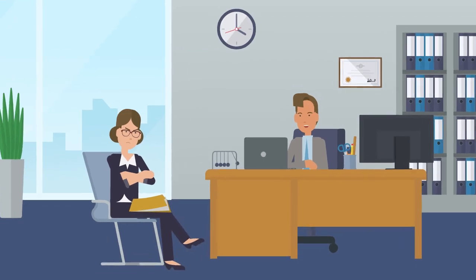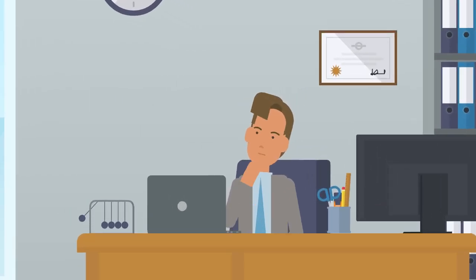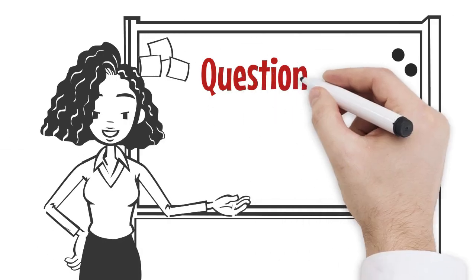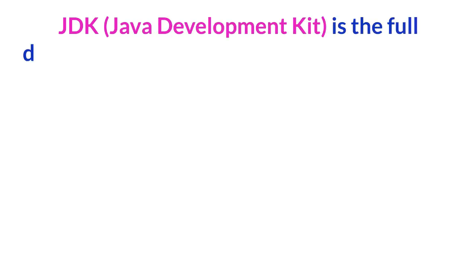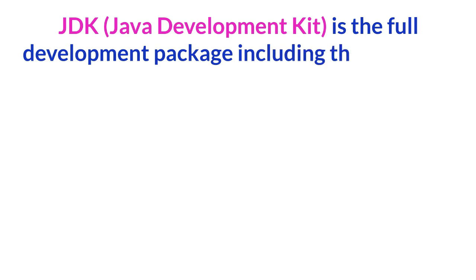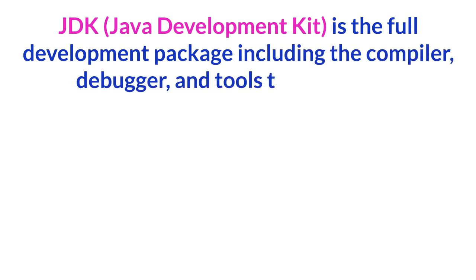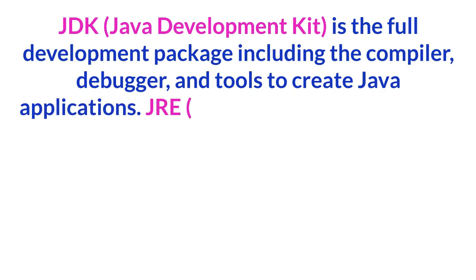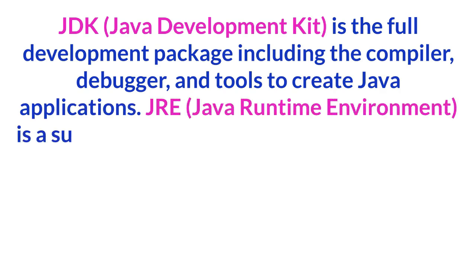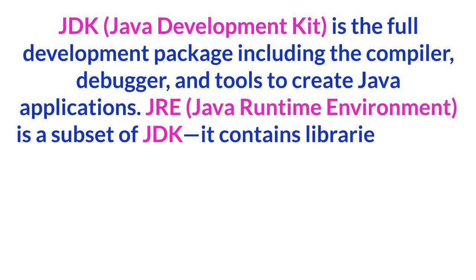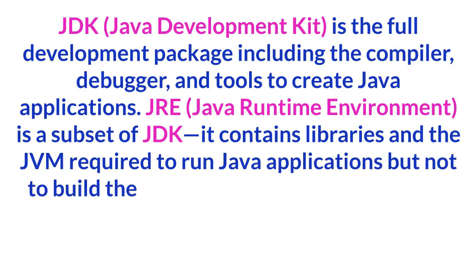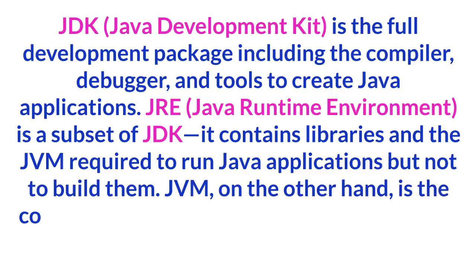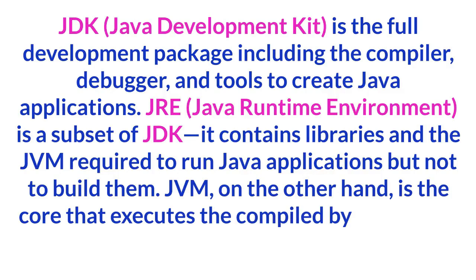What is the difference between JDK, JRE, and JVM? JDK, Java Development Kit, is the full development package including the compiler, debugger, and tools to create Java applications. JRE, Java Runtime Environment, is a subset of JDK. It contains libraries and the JVM required to run Java applications, but not to build them. JVM, on the other hand, is the core that executes the compiled bytecode and provides the runtime environment.